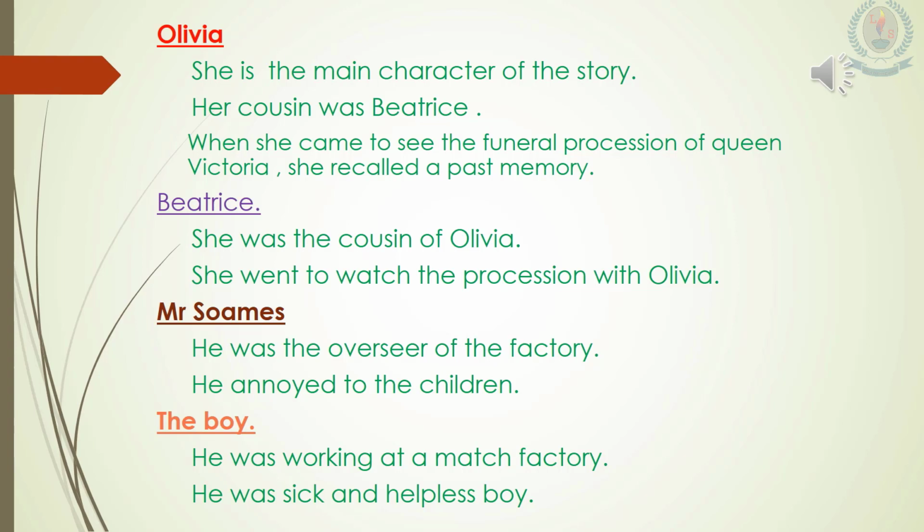Then the second character, Beatrix. She was the cousin of Olivia. She went to watch the procession with Olivia. She didn't like the boy. And the third character, Mr. Soames. He was the overseer of the factory. He annoyed the children. He wanted to find the boy, so he chased him. Last one, the boy. He was working at a match factory. He was a sick and helpless boy, and he wanted to escape from the factory.